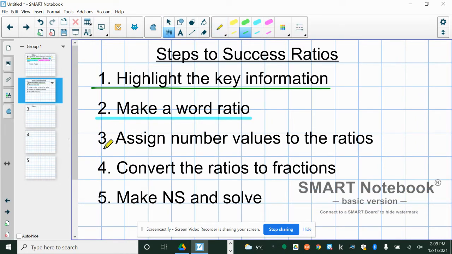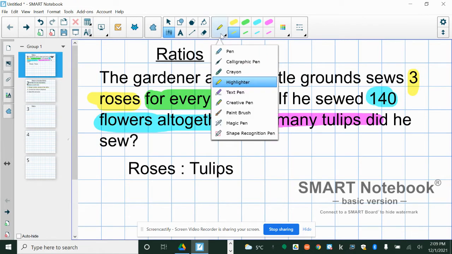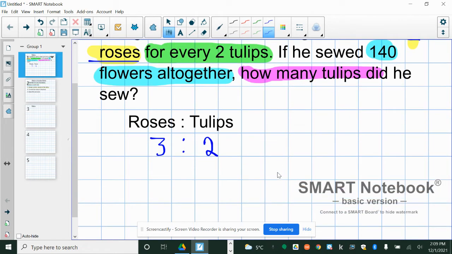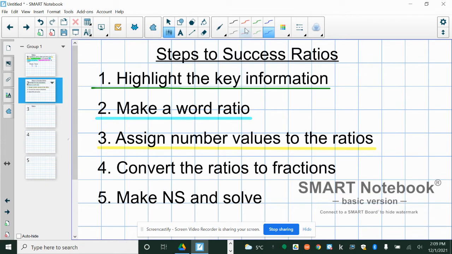Step three in this case is assign number values to the ratios. Okay. How can I now give a number representation of the amount of roses in comparison to the tulips? Well, if I read again that he sows 3 roses for every 2 tulips, I should be able to determine that I can write that as a number ratio of 3:2. My next step asks me to convert the ratios to fractions.